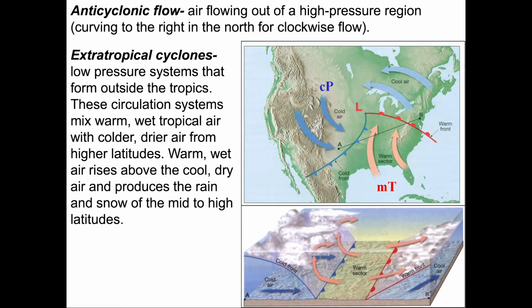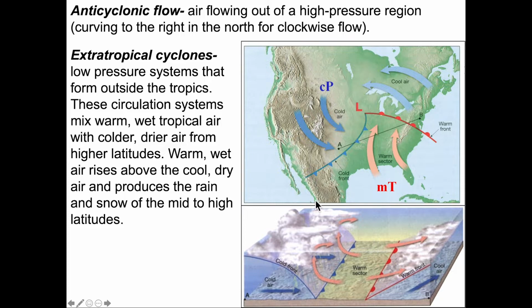When we talk about anticyclonic flow, this is air flowing out of a high pressure region, again curving towards the right in the north, ultimately resulting in clockwise flow. This anticyclonic flow is going to run into warm air here in the southeast and central portion, the Midwest of the United States. When an extratropical cyclone, a cyclone that develops outside of the tropics, moves to the south, it results in this collision. Now we can take a look at this collision three-dimensionally here.